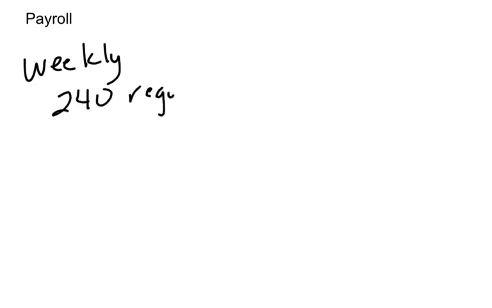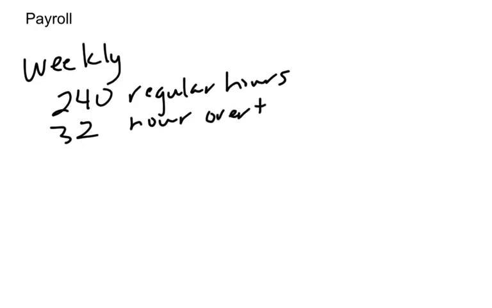So let's run through some numbers with payroll. Let's assume that we have, this is a weekly payroll. Write a few things down. And let's say that we have 240 regular hours for all the employees for this week's payroll. And we have 32 hours overtime. And we pay overtime at time and a half. Okay?